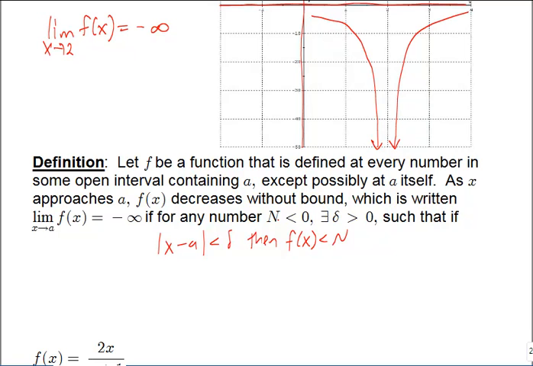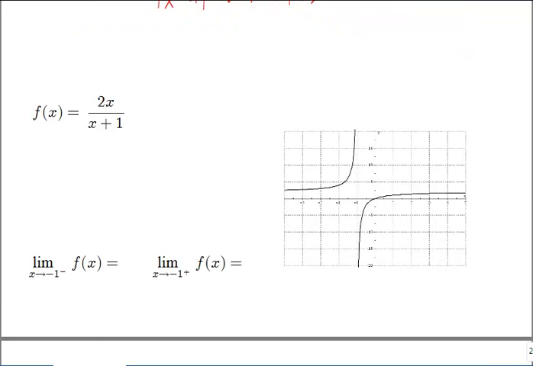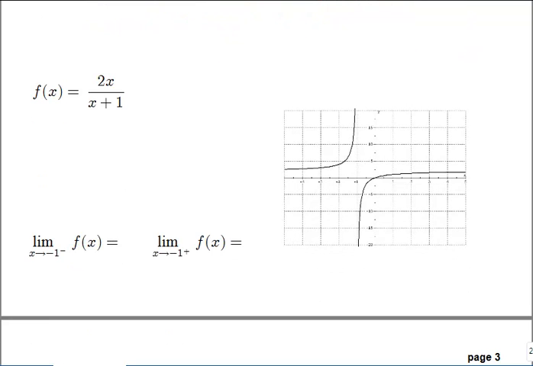So you pick any n, then there has to be a delta so that I can get close enough to this a value to force my function's y values to be smaller than n. And as long as I can do that for every choice of n and find a corresponding delta, then this limit will go to minus infinity. So let's find a few examples here.